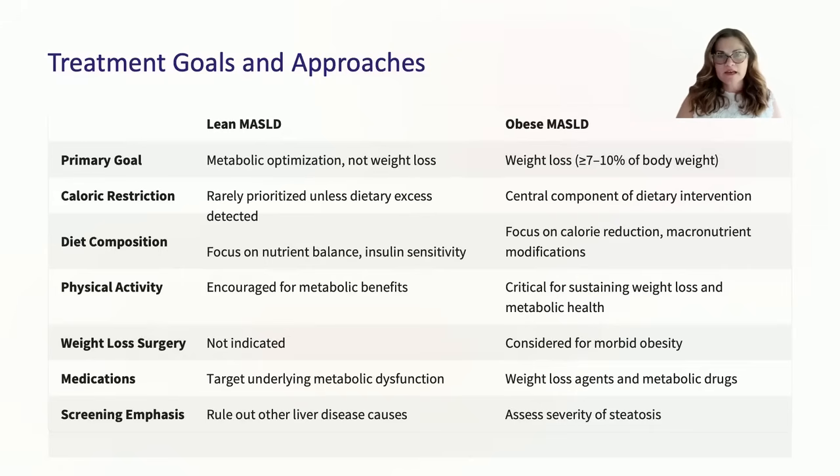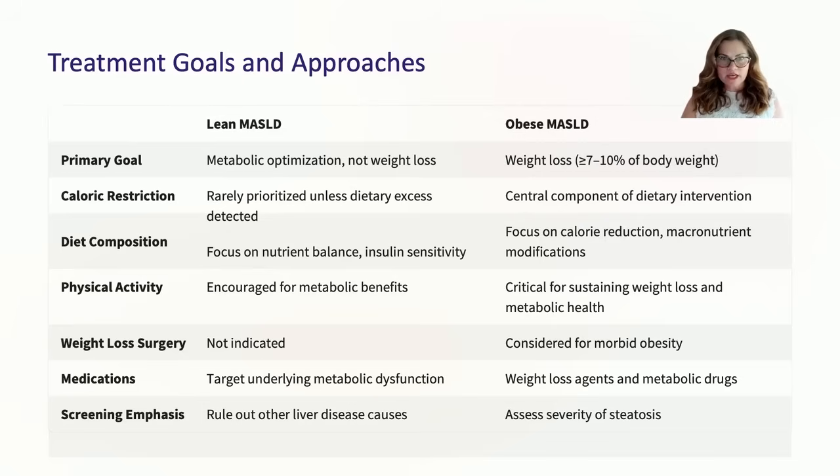This slide helps us understand how treatment strategies differ between people who have lean MASLD and those who have obese MASLD. Let's start with the primary goal. For lean MASLD, the focus is not on weight loss, but on improving metabolic health, things like insulin sensitivity, cholesterol, and blood sugar in their diets. But for obese MASLD, weight loss is key. Ideally, 7 to 10% of body weight loss will help improve liver fat and inflammation.